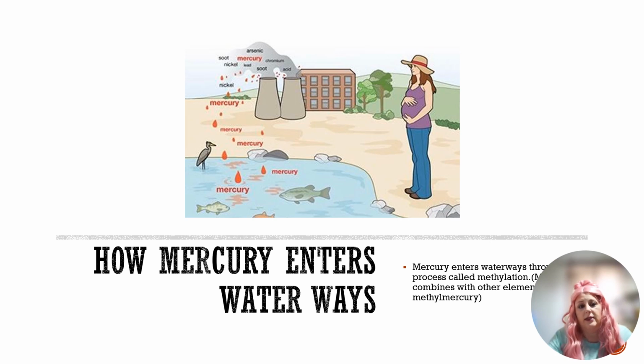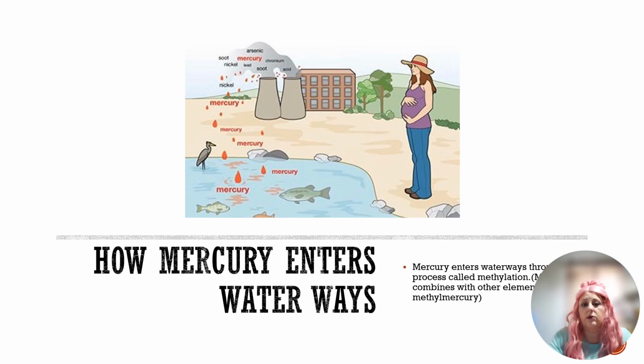Mercury enters waterways through a process called methylation. Methylation is when mercury combines with other elements to form methylmercury. Aquatic organisms such as fish and water fleas take up this methylmercury. These aquatic organisms then spread the methylmercury to other waterway areas.